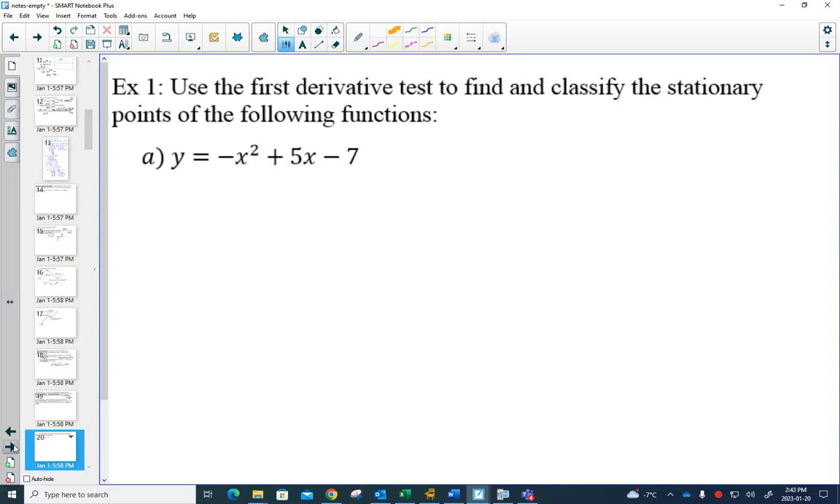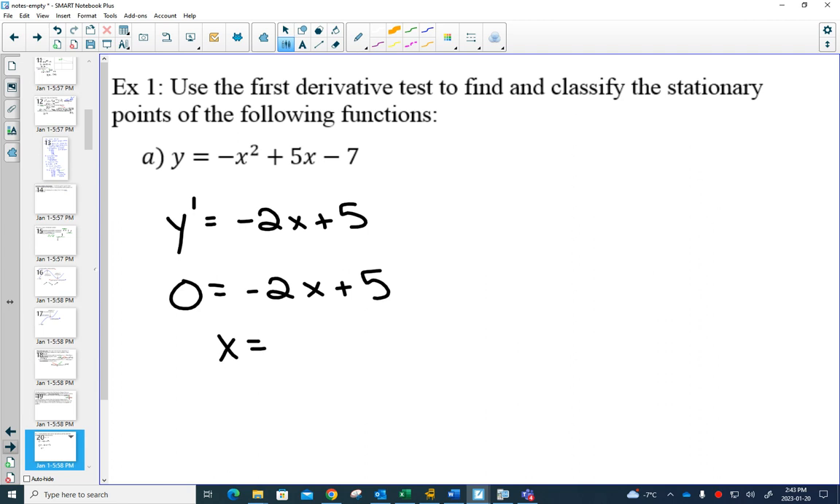So, use the first derivative test to find and classify the stationary points. We won't actually graph it completely, but the first derivative test would say, find your first derivative, negative 2x plus 5, set it equal to 0, and solve. Okay, at x equals 5 over 2, draw your number line. Plug in 5 over 2.